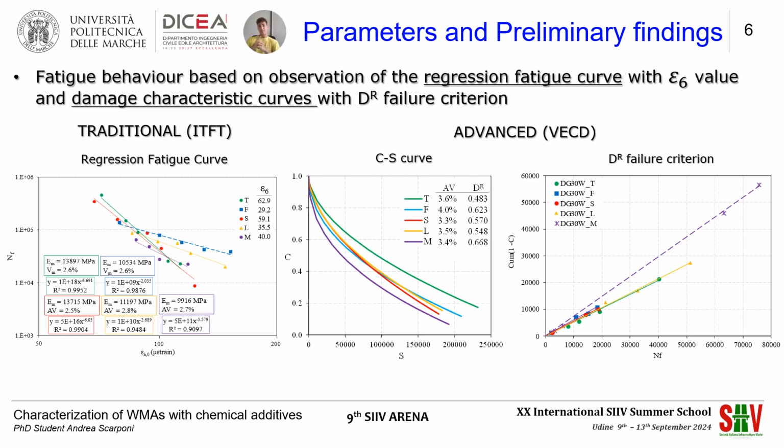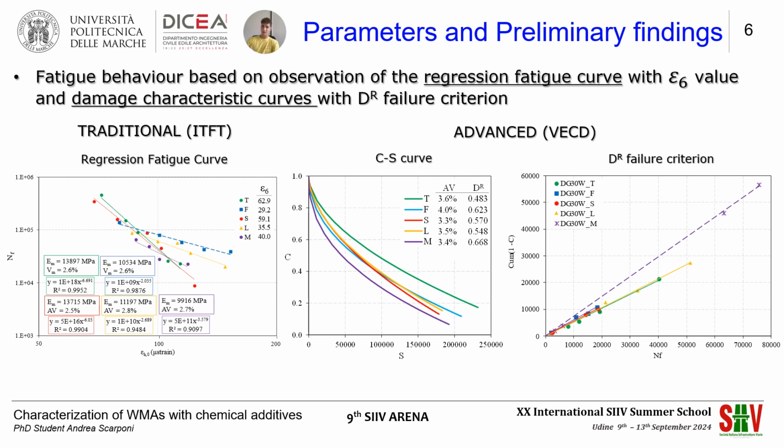It should be underlined that the traditional results are valid only for the test temperature and frequencies. On the other hand, the advanced results are valid for several temperatures and frequencies.